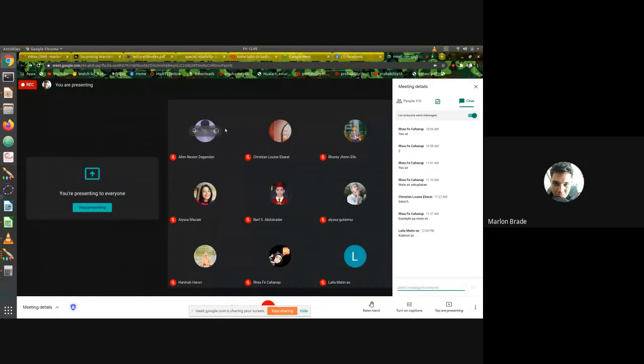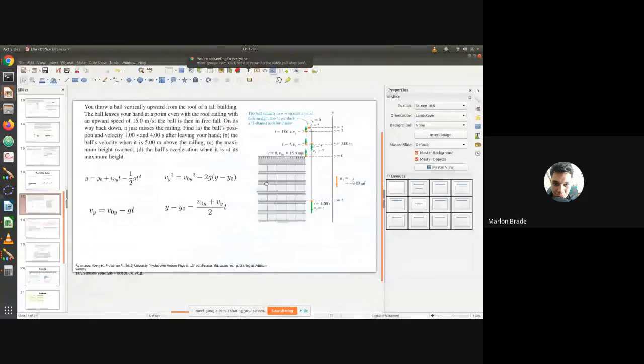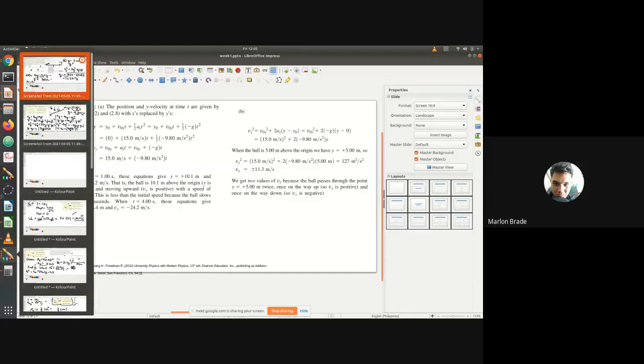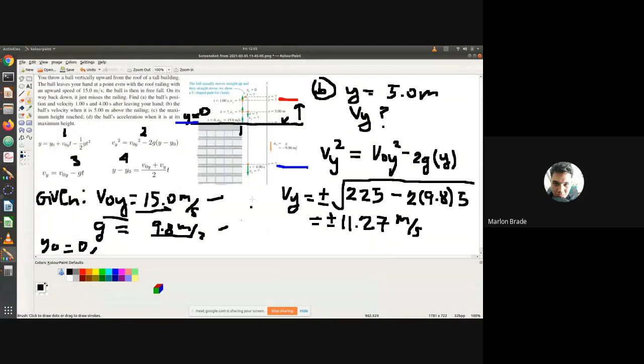Sorry, sir. That was solved already, right? It was the first one solved. I think it's in the PowerPoint. So the answer is, at t equals 1 second, 10.1 meters. So at t equals 1 second, your position y is equal to 10.1 meter. So, therefore, the ball reached it here.